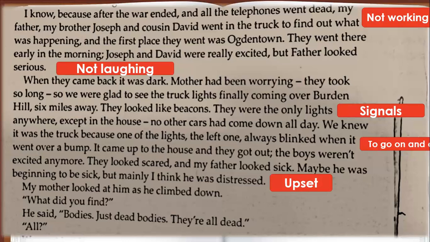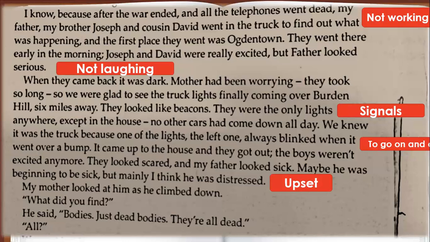When they came back, it was dark. They went in the morning, and they came back when it was dark, in the evening. Mother had been worrying. They took so long, because they stayed a long time in Ogden Town.